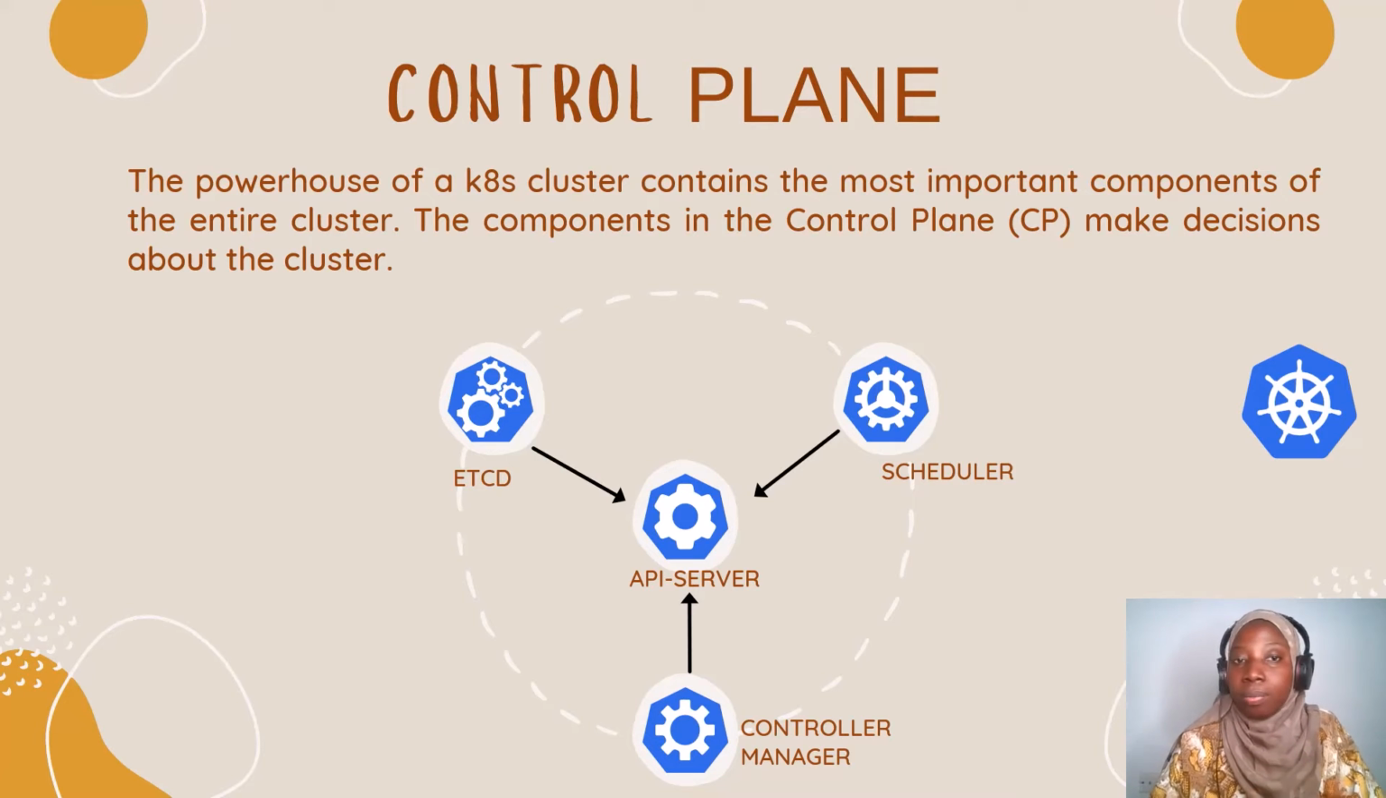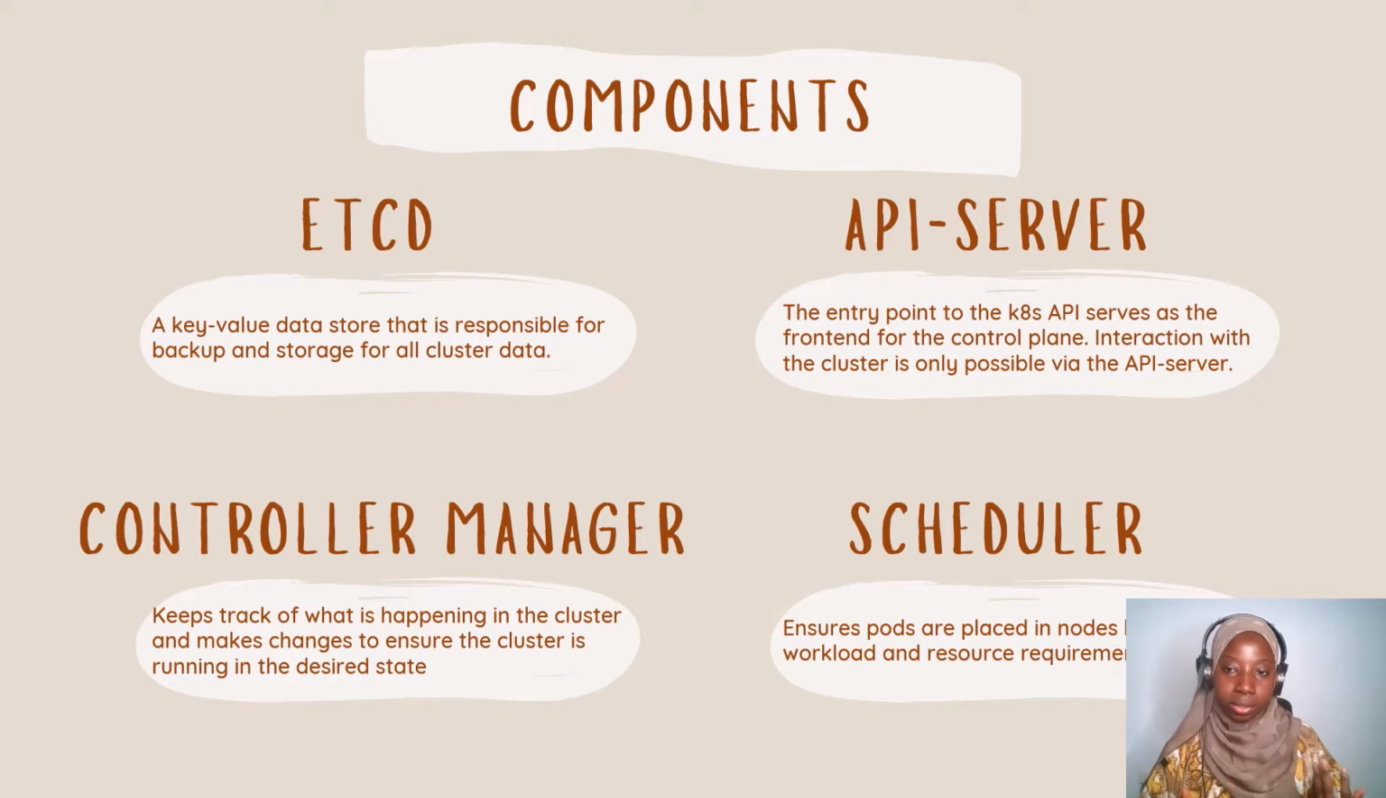The control plane is the powerhouse of the Kubernetes cluster, and it contains the most important component of the entire cluster. The control plane is the most important because it runs the etcd, which is a key value data store that stores the state of the Kubernetes cluster at any given time. These components are what make the decisions for the cluster, because how pods are scheduled and how nodes are created are all determined by the control plane. So let's look at these components one after the other.